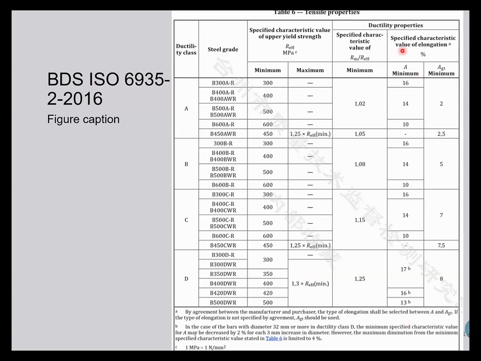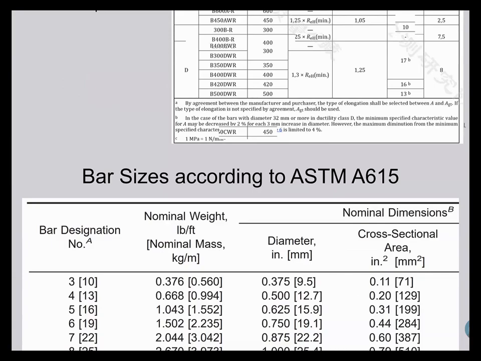The elongation, that is strain, A is at fracture. The elongation should be this much. And at the ultimate strength, that is, at the point of maximum force, the elongation must be this much. So these values are specified.